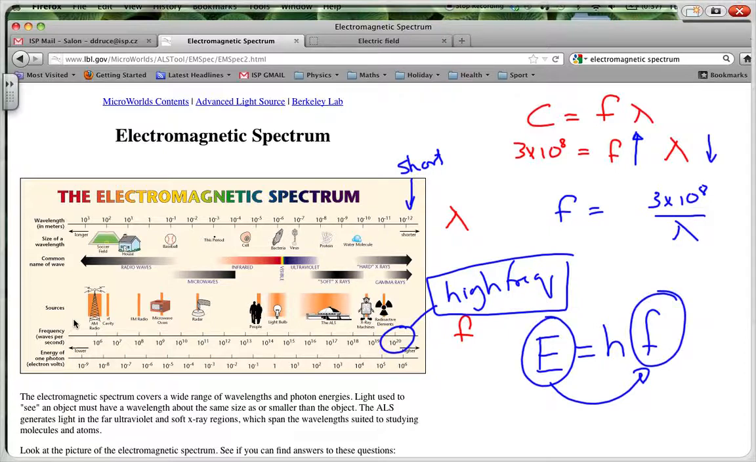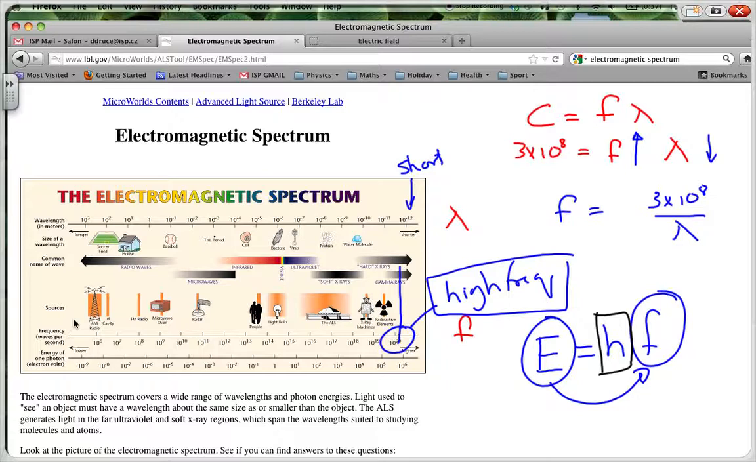And your high frequency waves are like your gamma rays and your X-rays. All right, these are high energy waves. h is something called Planck's constant. When we do the quantum physics, we will look at Planck's constant, but it's a constant value. Very important constant that comes up all over in physics.